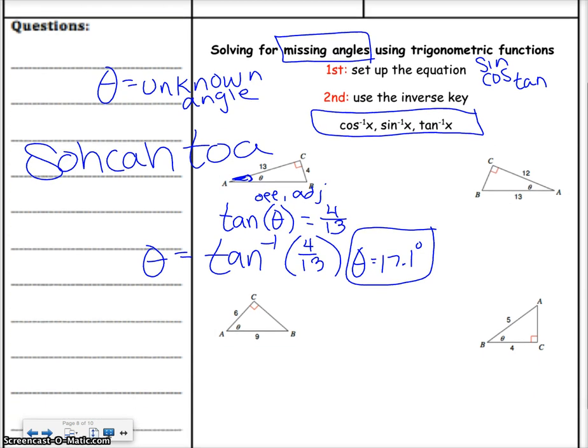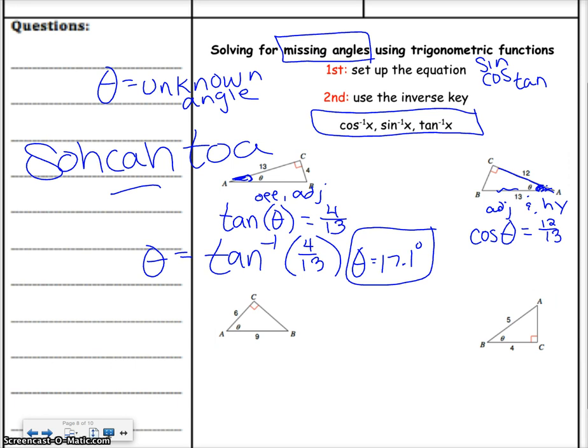Okay, now I'm going to look at theta again. Here's theta again. I have no idea what theta is. I identify which trig ratio I am going to use. So I see that I'm given adjacent, and I see that I'm given hypotenuse. So I'm given adjacent and hypotenuse. That looks like CAH. That's cosine, isn't it? So CAH. Since it's adjacent and hypotenuse, I'm going to use cosine. Cosine of theta is equal to adjacent 12 over hypotenuse 13.